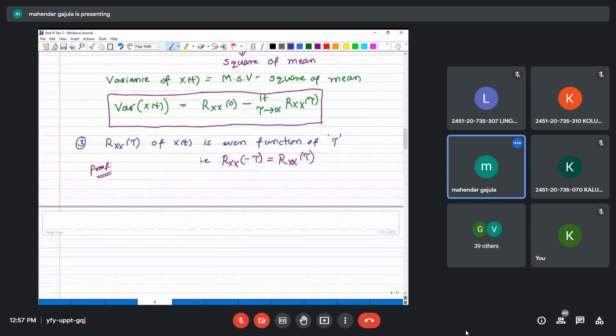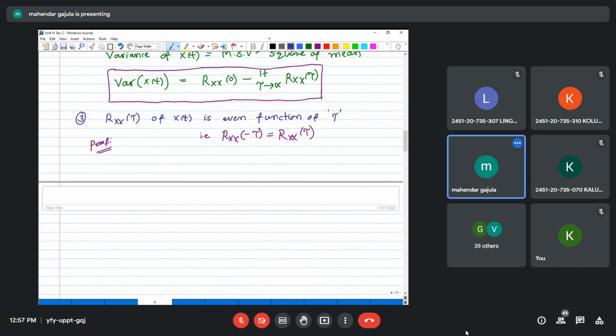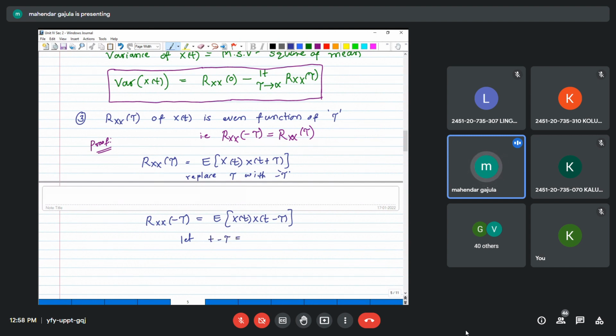Okay. So let us see this. First, let us write the formula for R_XX(tau). What is the formula? Expectation of x(t) x(t plus tau). Now, can you replace tau with minus tau? Then what do you get? R_XX(minus tau) is equal to expectation of x(t) x(t minus tau). Now let t minus tau equal k. Then what is t? It is k plus tau, right?